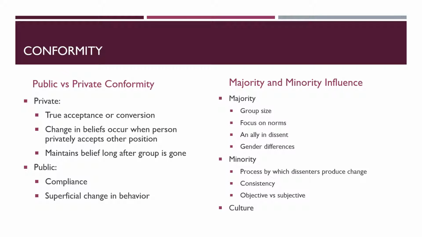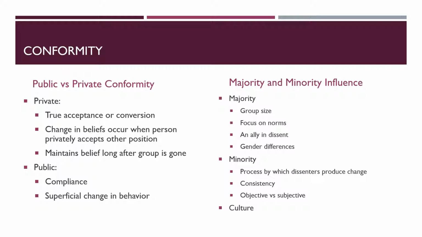Here we're going to touch on public versus private conformity and the majority and minority influence. Private conformity is also known as true acceptance or conversion. It's a change in beliefs that occurs when a person privately accepts the position that's held by others. They're going to maintain this belief long after the group is gone and for a long period of time because they've truly accepted the other position inside themselves.